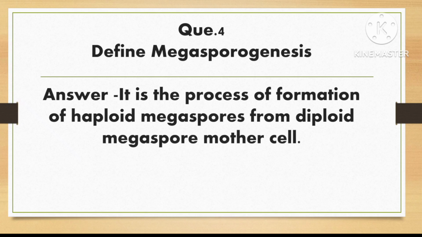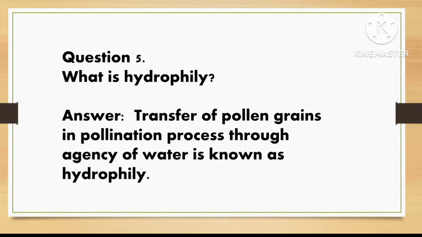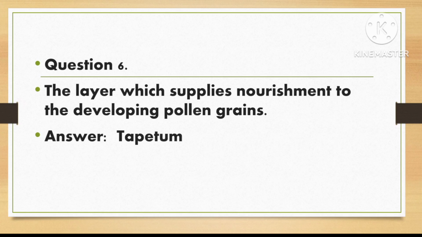Question number 4, define megasporogenesis. It is the process of formation of haploid megaspores from diploid megaspore mother cell. Question 5, what is hydrophily? Transfer of pollen grains in pollination process through agency of water is known as hydrophily. Question number 6, the layer which supplies nourishment to the developing pollen grains, that is tapetum.